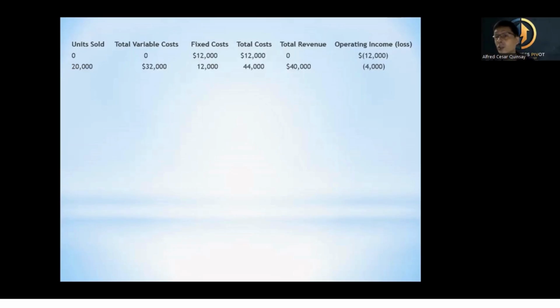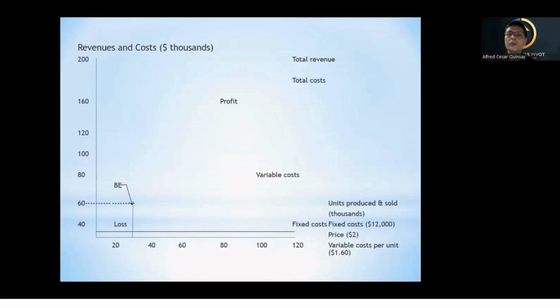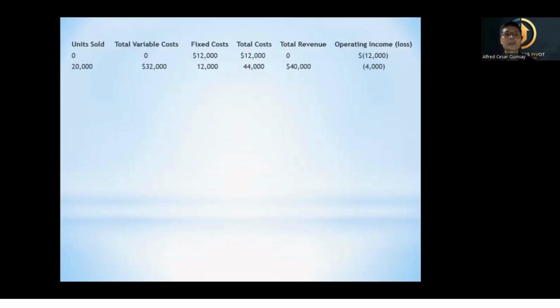So let's assume that there's a 20,000 interval for both the leveraged one and this one, which is not leveraged. So you can see that the units sold were 20,000 and the variable cost is $32,000. That's 1.60 times 20,000 units sold. And the fixed cost is fixed at $12,000. So the total cost, that's $32,000 plus $12,000 fixed cost, is $44,000.